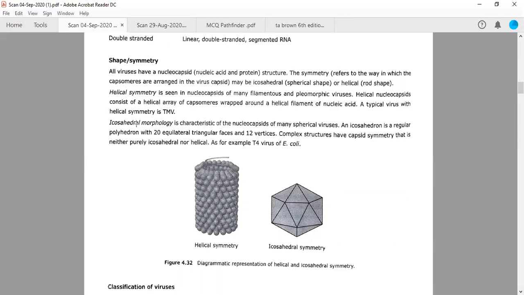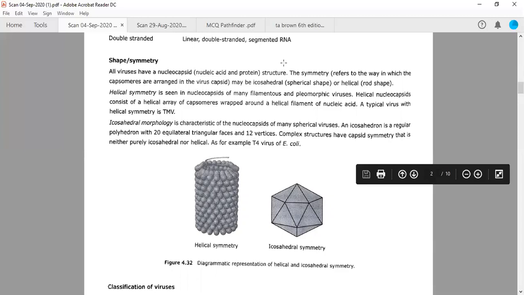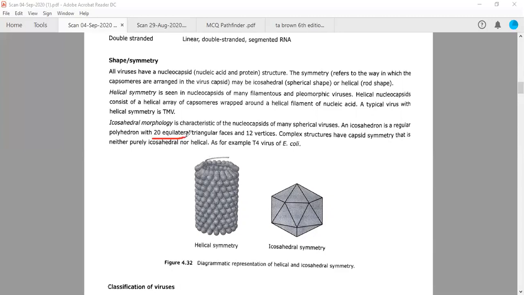Next is icosahedral morphology. This is the second one. The example is T-class viruses, for example T4, which is characteristic of the nucleocapsid of many spherical viruses. An icosahedron is a regular polyhedron with 20 equilateral triangular faces and 12 vertices. What does it mean? If you count these points, there are 12 in these viruses. So these are icosahedral if they have 12 vertices.